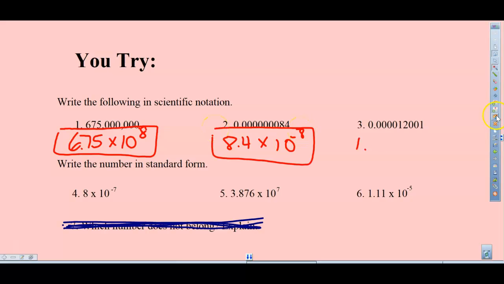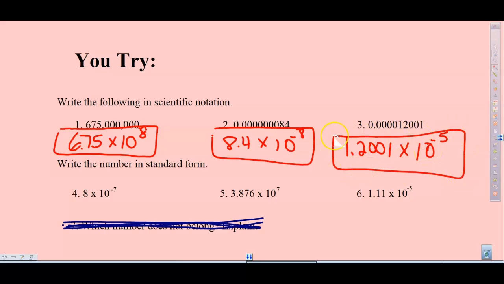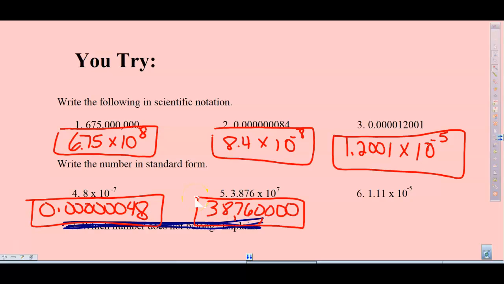Number 3 was, excuse me, sorry, got a little messy with that handwriting. Okay, 1.2001 times 10 to the negative 5. It's a negative there. Number 4, standard form. There you go. 6 zeros after that decimal, and then 48. Number 5, 38,760,000. And then lastly, number 6. Voila. Okay.